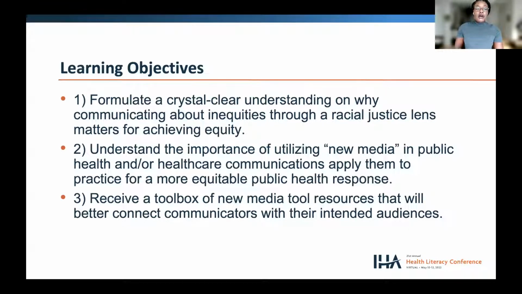Number two, hopefully we will all gain the understanding of the importance of utilizing new media in public health or healthcare communications, whatever space that you are in. And then hopefully you can learn how to apply that for a more equitable public health response.